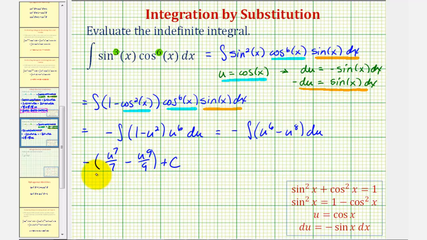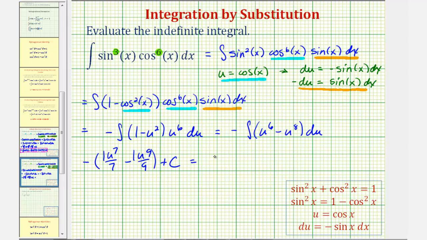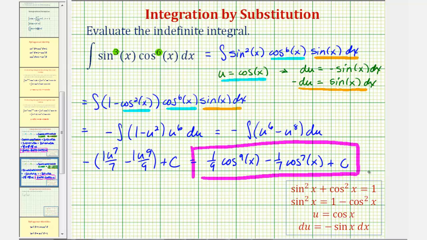And now we'll write this in terms of x. Notice how this first term would be negative 1/7 u to the seventh, and the second term would actually be plus 1/9 u to the ninth. So let's write this as 1/9 cosine to the ninth x minus 1/7 cosine to the seventh x plus c. This would be our antiderivative. I hope you found this helpful.